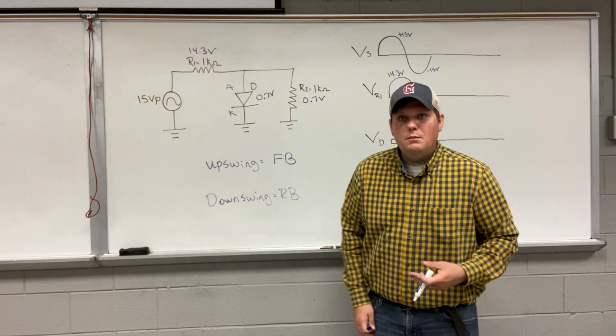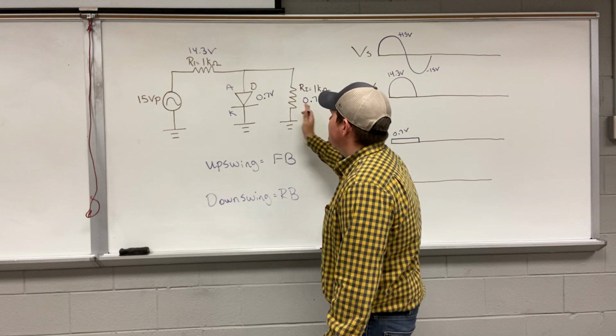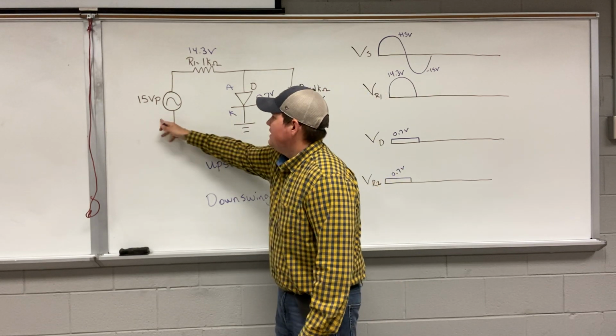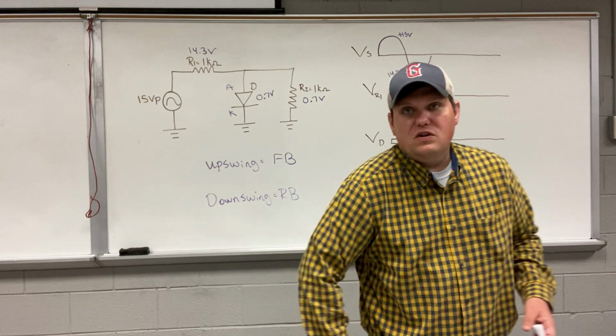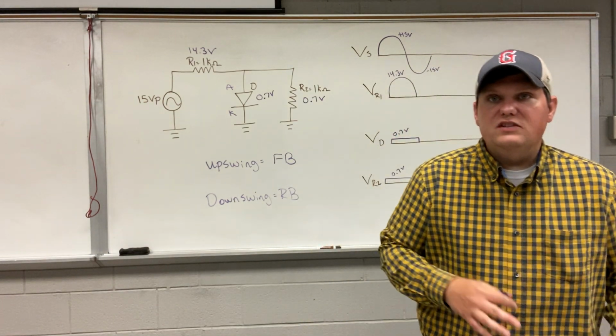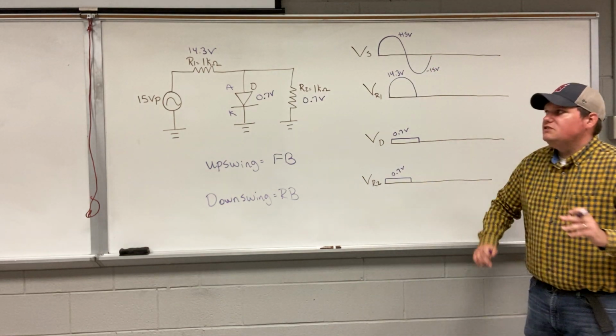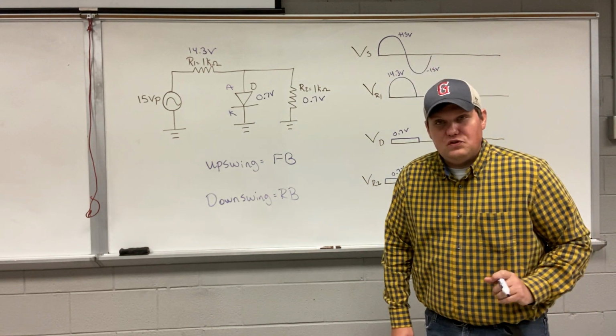Think of this like a combination circuit. If I have 0.7 volt drops in parallel, to make the 15, that has to be 14.3. You guys should already know that from the previous circuits classes. So now let's look at the downswing.